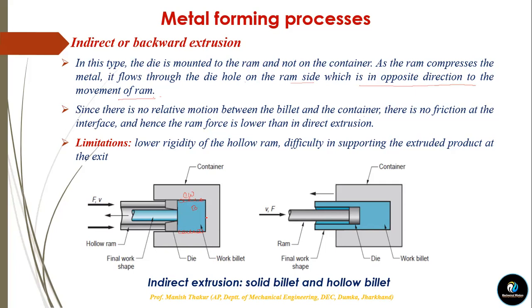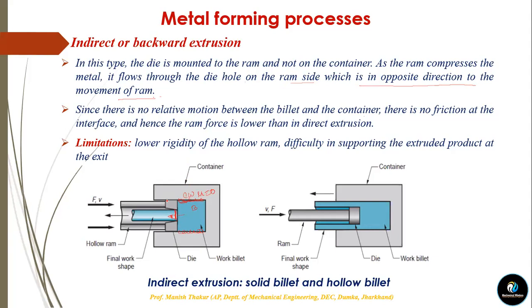वहाँ पे जो आपका die है क्या करता था? Move करता था, right? From left to right according to the motion of the ram, right? But here there is no movement, only the material is moving through this die gap, right? ठीक है, तो यहाँ पे इसका कोई relative movement नहीं हो, that is why there will be friction forces equal to zero here, right? Is it clear or not?